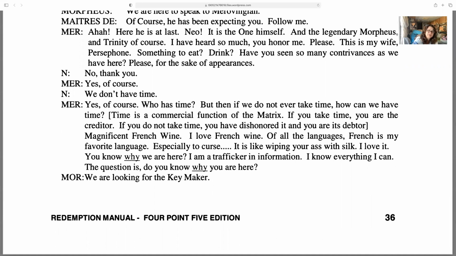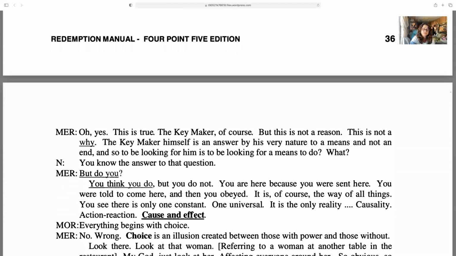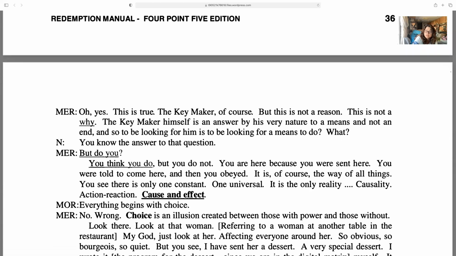You know why we're here. I'm a trafficker in information. I know everything I can. The question is, do you know why you are here? Morpheus: We are looking for the key maker. Mer: Oh yes, this is true, the key maker, of course. But this is not a reason. This is not a why. The key maker himself is an answer by his very nature to a means and not an end. And so to be looking for him is to be looking for a means to do what? Neo, you know the answer to that question. Mer: But do you? You think you do, but you do not.